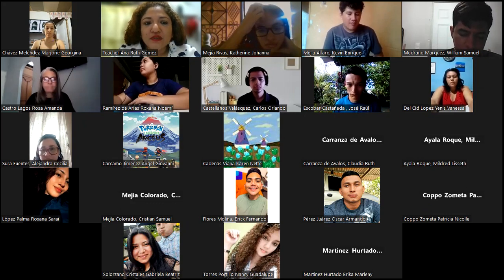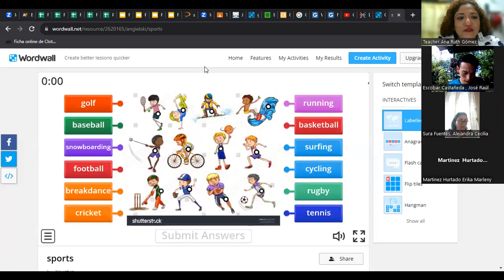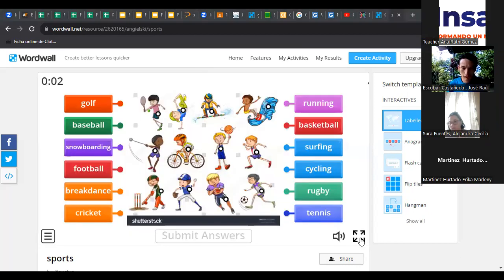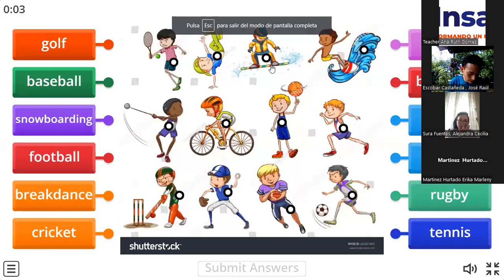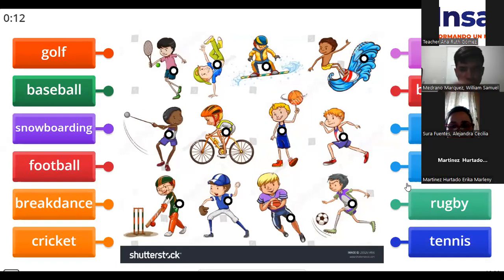Let me see. Can you see the screen? Yes, teacher. All right, very good. Now, what we're going to do is match the sports with the correct picture. For example, which sport is this one? It is tennis. Very good.